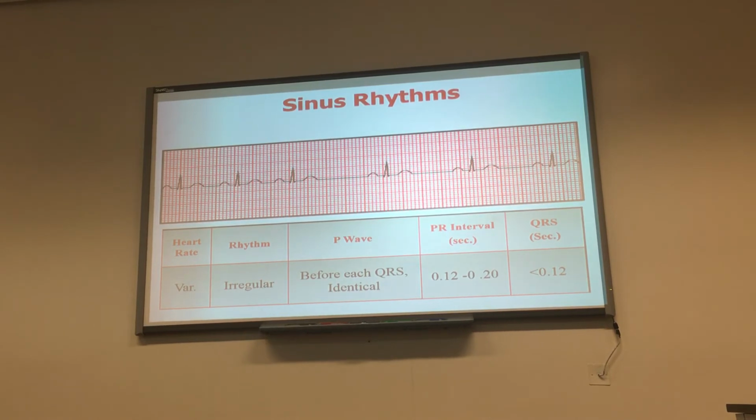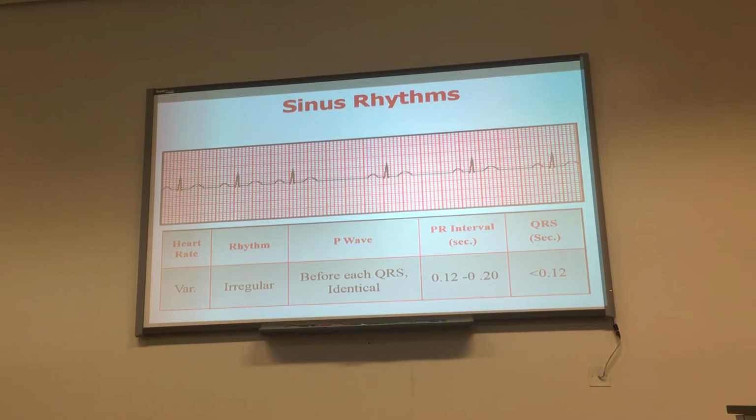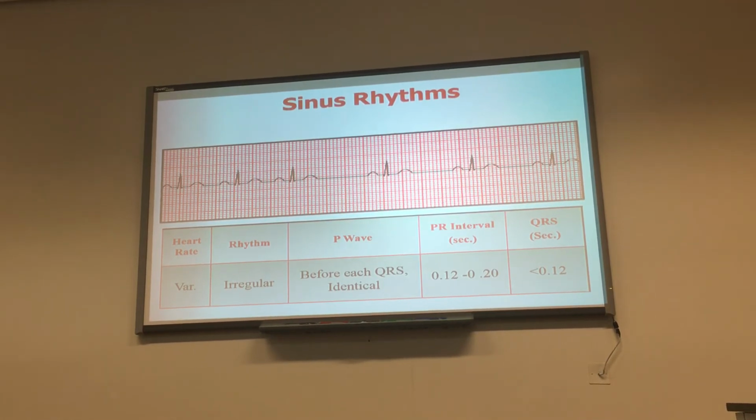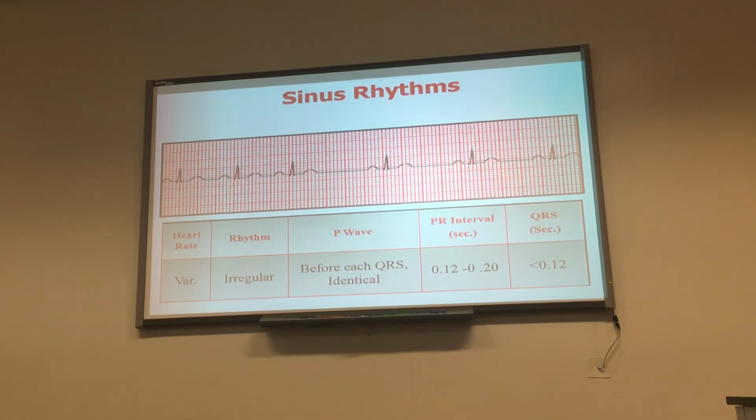What do you expect if you have a block in the sinus node? You will not have a P wave. Because the sinus node fires, and if they activate it, they have a P wave. If there is no conduction from the sinus node to the atria, we will have no P wave.